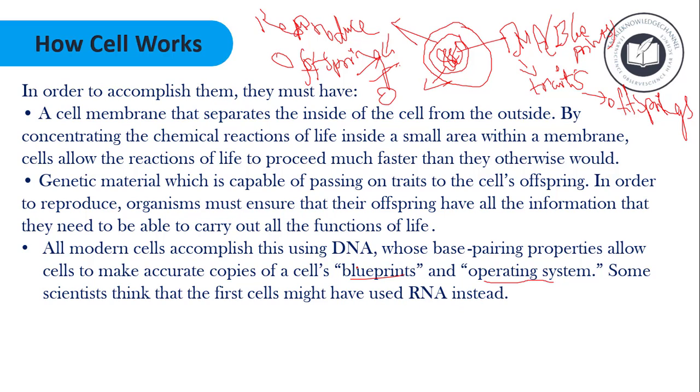Okay, some scientists think that the first cell might have used RNA instead. So instead of RNA, they have used DNA first as the first cell to pass its traits to the offspring.